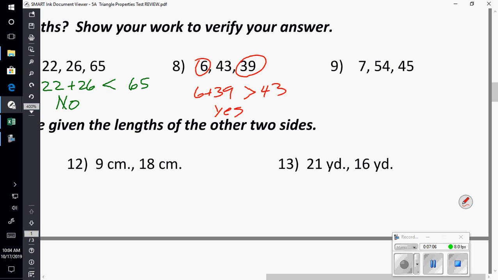On number 9, your two smallest is 7 and 45. 7 plus 45 is 52. That's less than 54. This will not make a triangle.